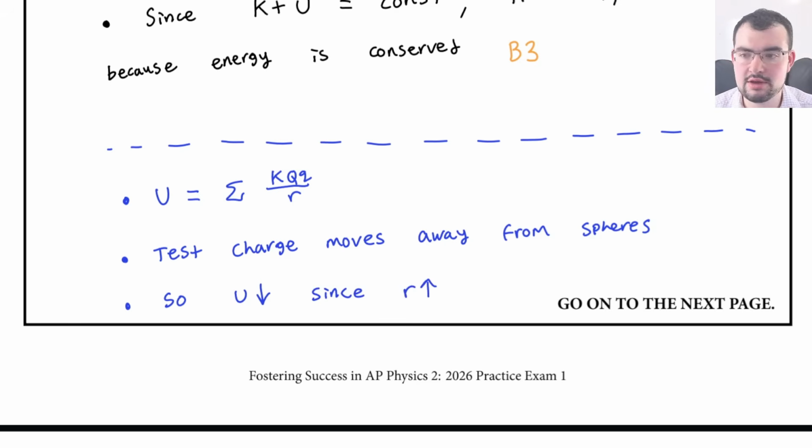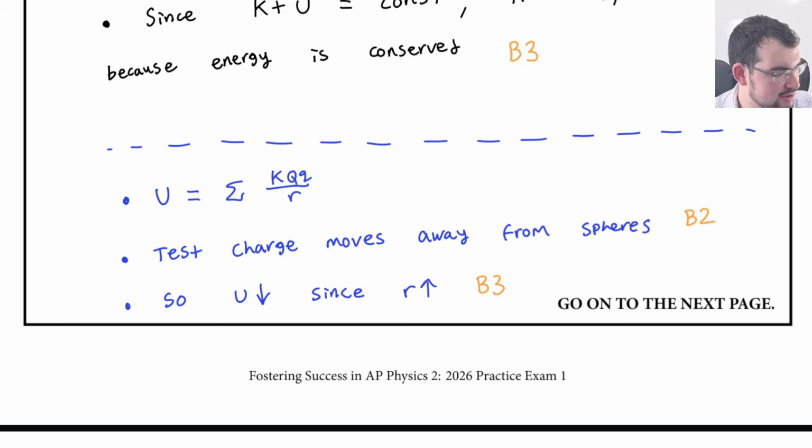So this is another way that you could get the points, and I might guess that a lot of you picked this way. So you get a point actually just for saying that the distance from the test charge to the other 2 spheres is increasing. That gets you B2. And to get B3, you have to just reference that potential energy is going to be decreasing if r is increasing.